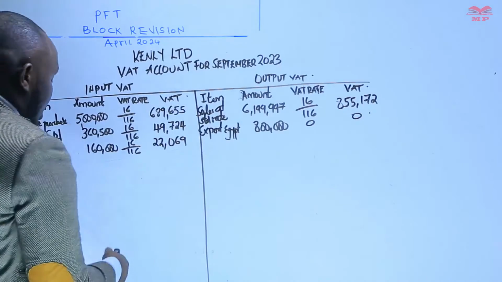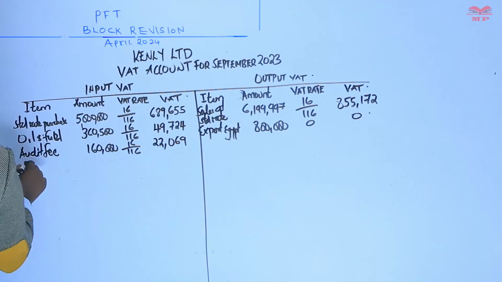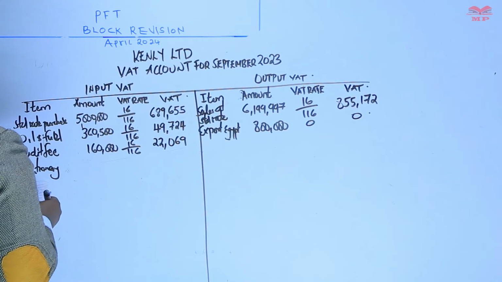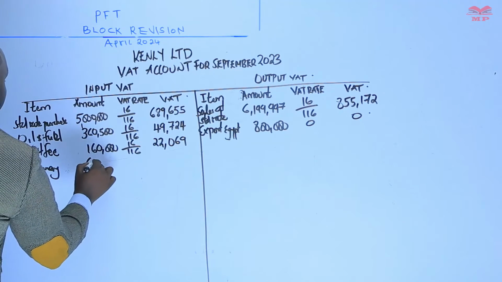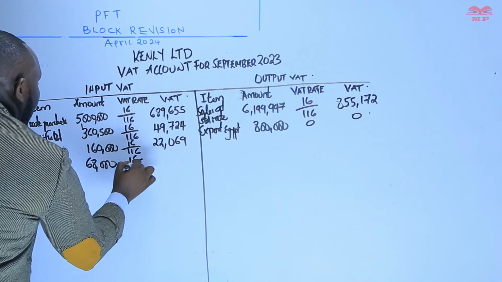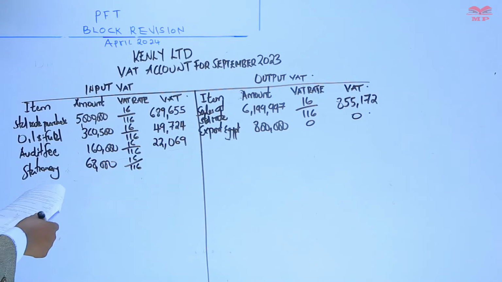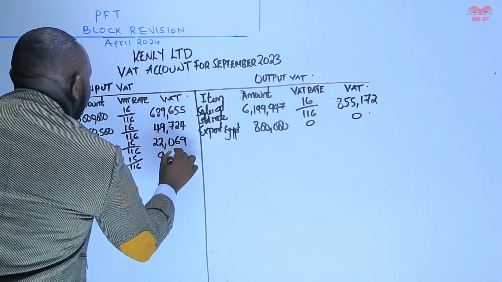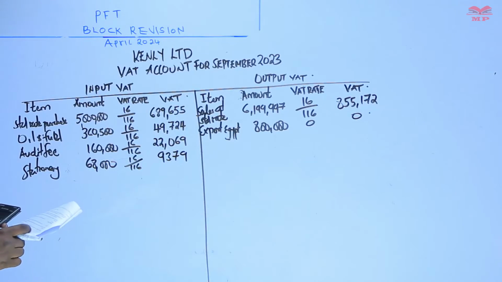The next we have salaries and wages, that is exempted. Even if you put it, that will just be a dash. The next is stationery. Stationery is 68,000 times 16 over 116. So for the stationery, the figure is 93.79.